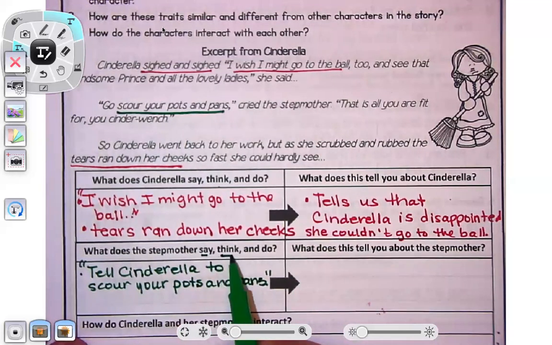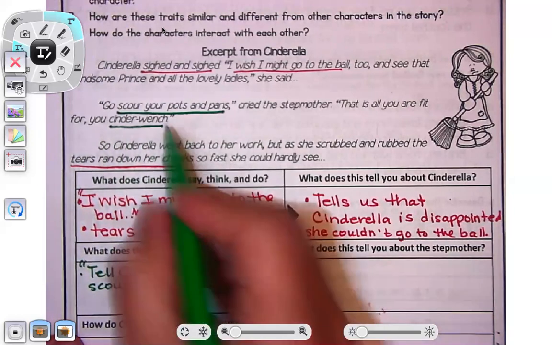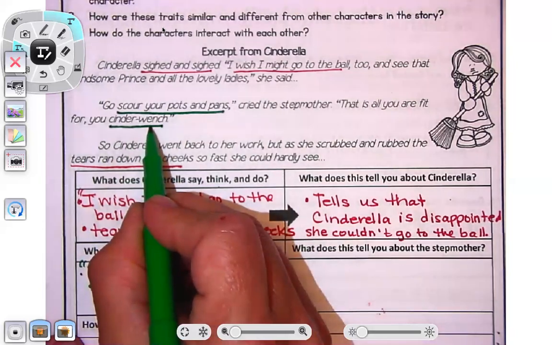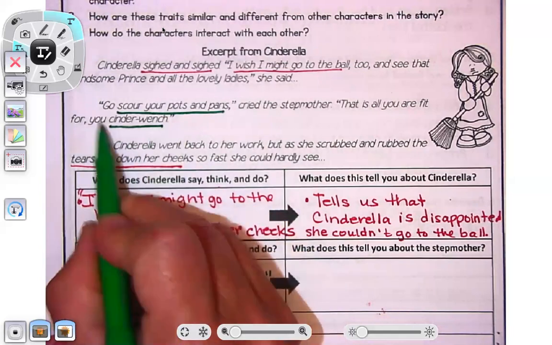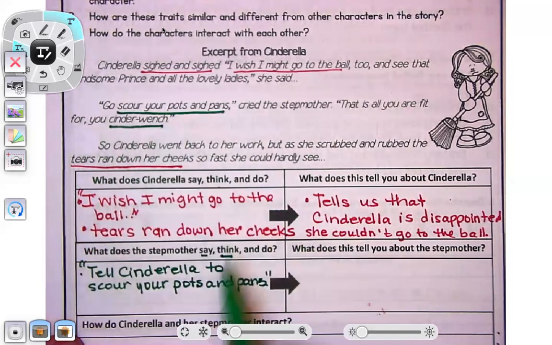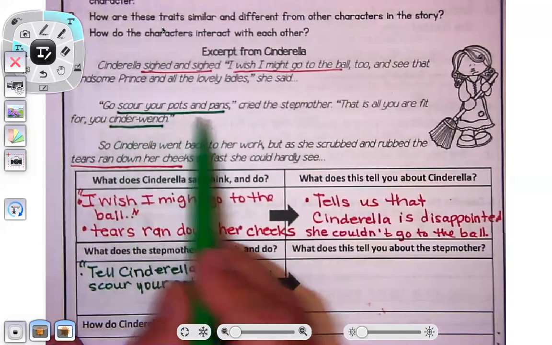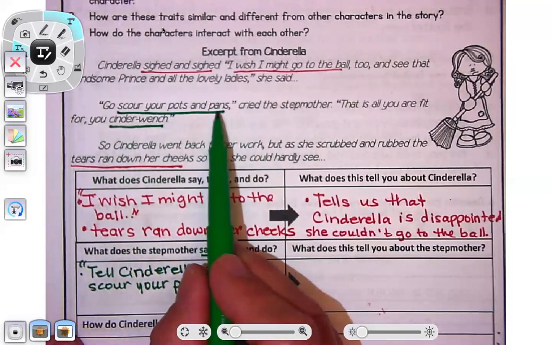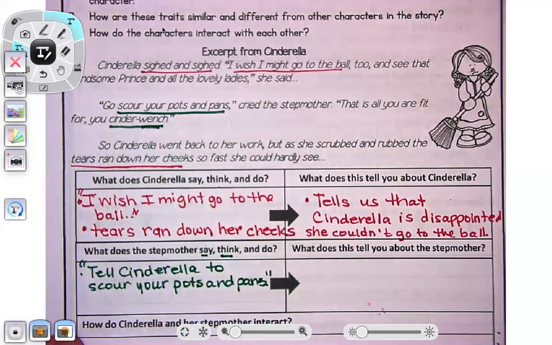What does she think? Well, if you base it off this word right here, cinder wench, wench is another rude kind of word for a servant. We don't use that word nowadays. And she's actually being disrespectful. In her comment, she's telling her, you're not going to the ball, you're going to go wash the pots and pans. In other words, you are a servant and you belong in the kitchen. And that means wench is another word for a servant.